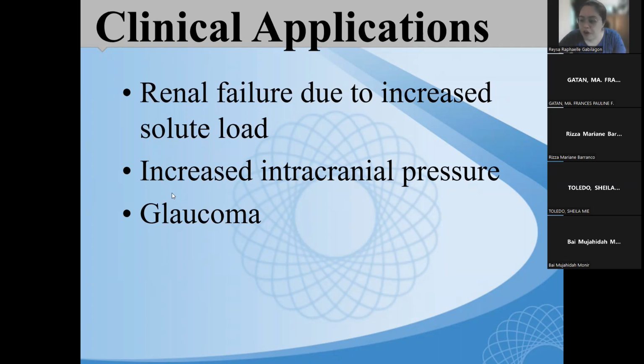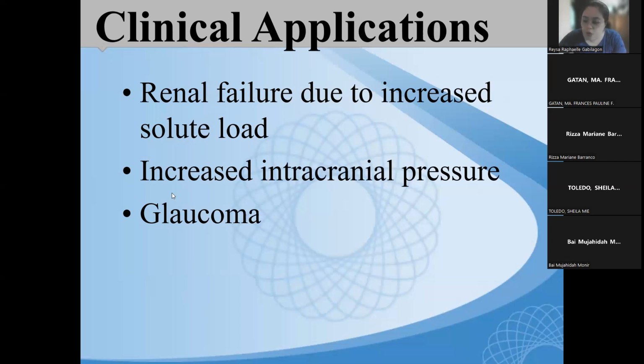I don't know if you have observed that during your hospital internship, but most of the people who are given mannitol in the hospital are those with, for example, a brain tumor. Because when there is a brain tumor, the pressure in the brain itself is high due to the presence of the tumor. So the movement of water is affected. To decrease that, water will be removed through osmosis via the mannitol.